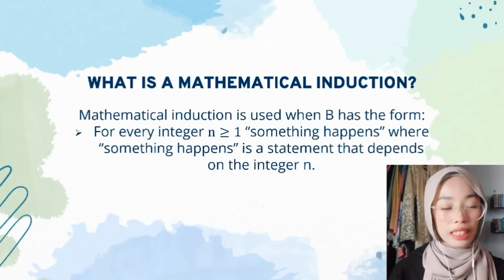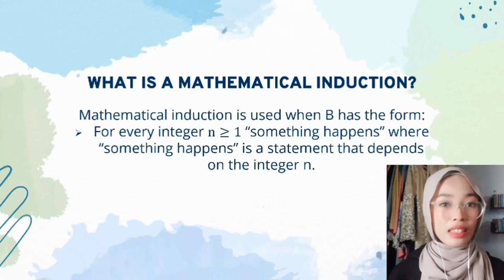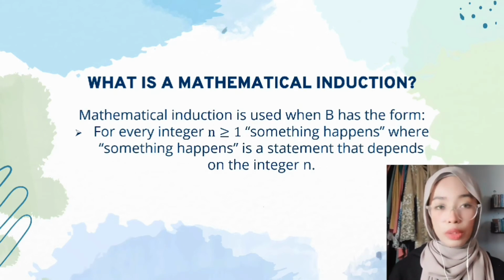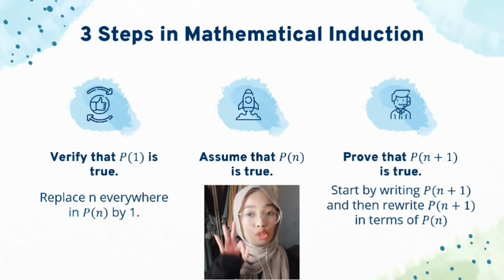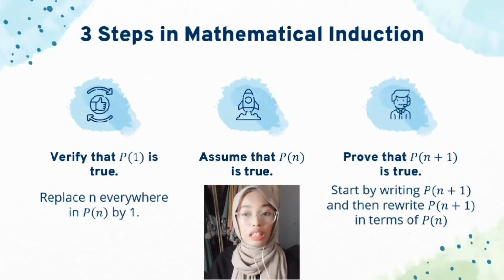What is mathematical induction? Mathematical induction is used when P has the form for every integer n bigger than or equal to 1, something happens, where something is a statement that depends on the integer n. There are 3 steps in mathematical induction. The first one is verifying that P1 is true.